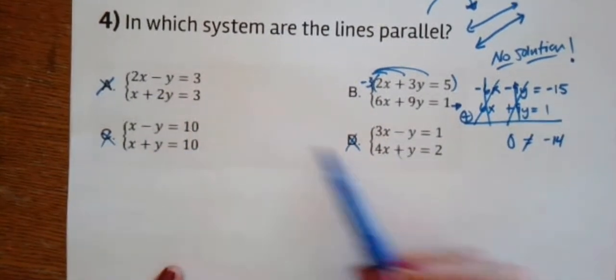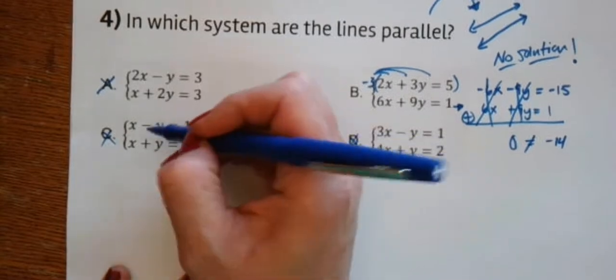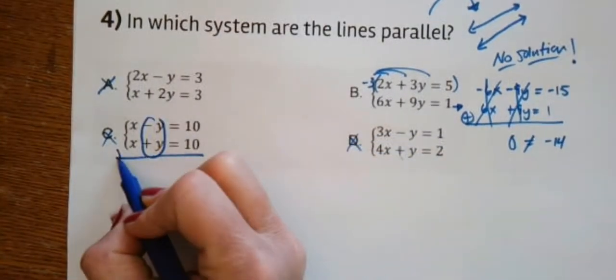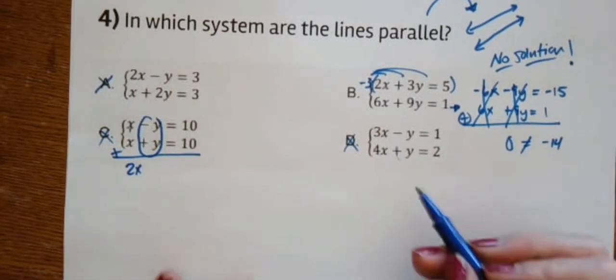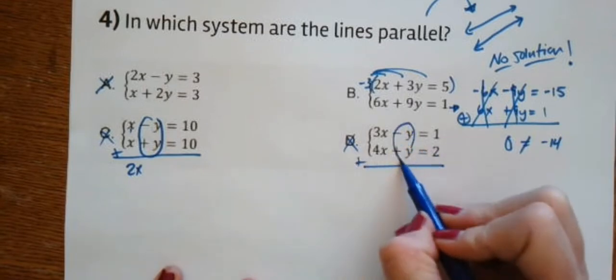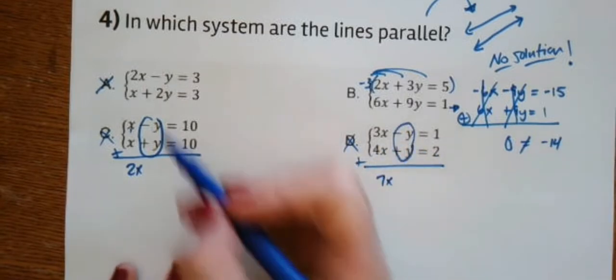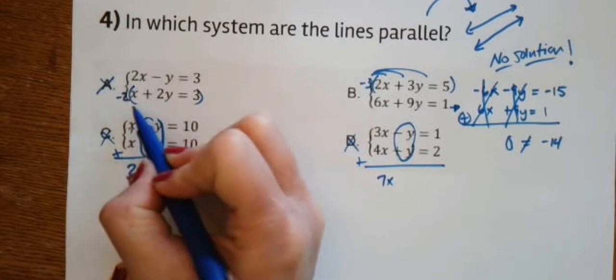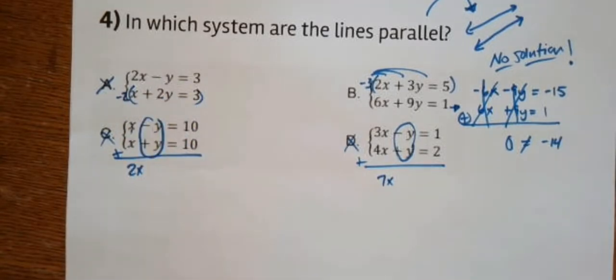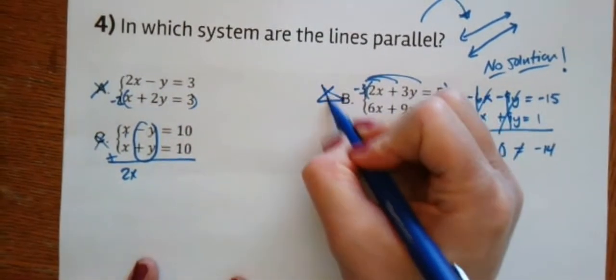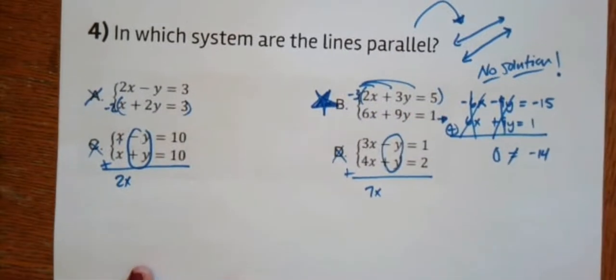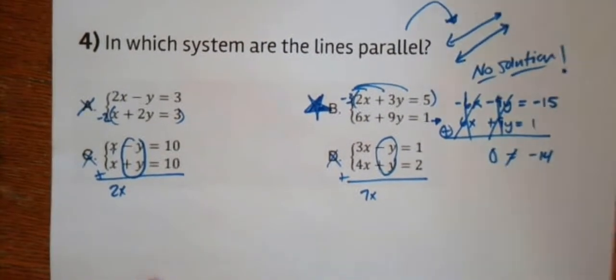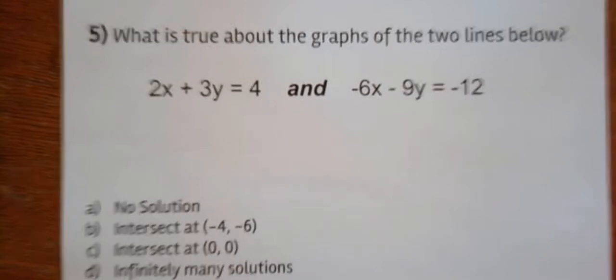So just kind of looking through, I don't really have to solve everything, but I can kind of see here these are opposites, and if I add them together, the x's aren't going to cancel out. Here, these are opposites, and if I add them together, I'm going to get 7x here, and same thing here. I kind of told you if you multiply by -2, the y's are not going to cancel out. So here B would be the answer. These two lines would be parallel. They'd end up with no solution. So you kind of got to try all of your choices.